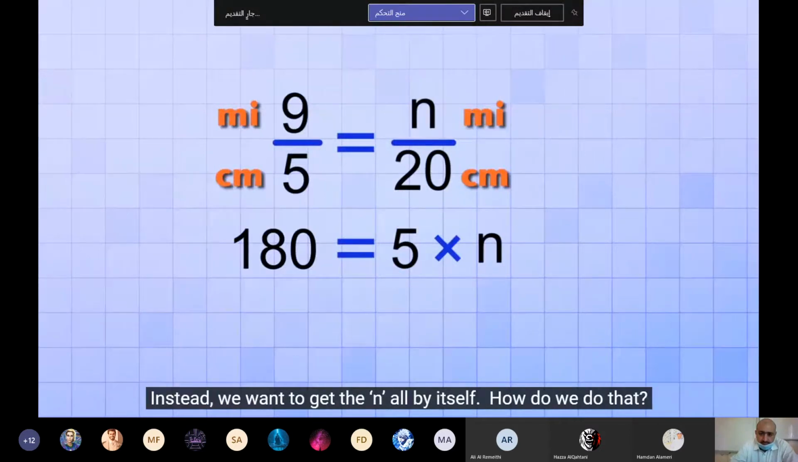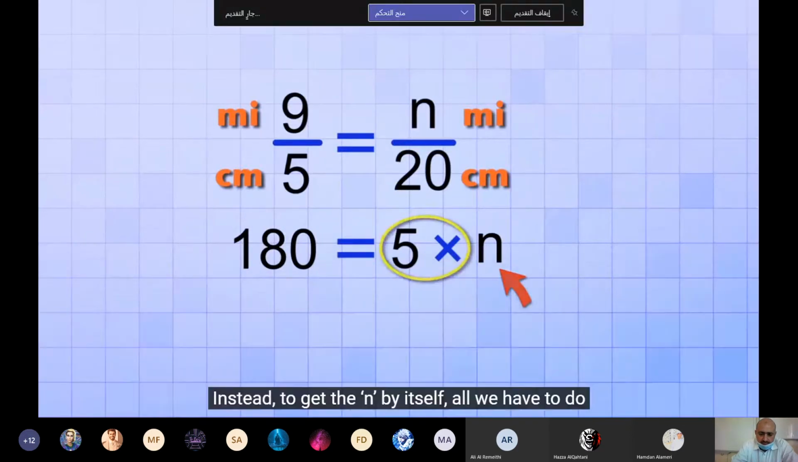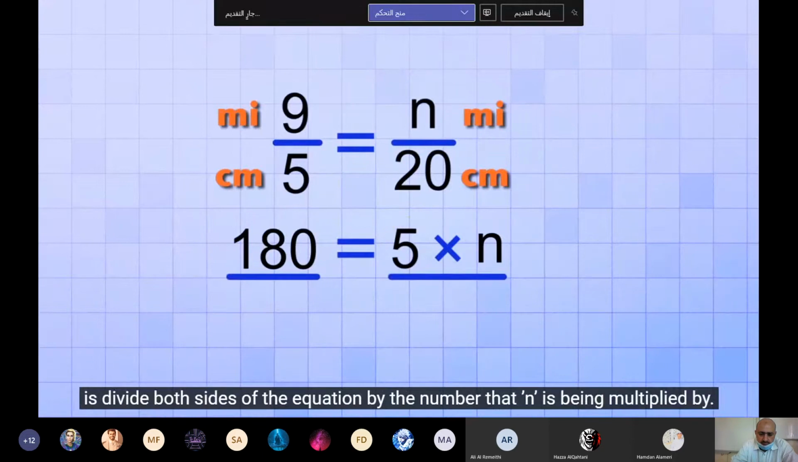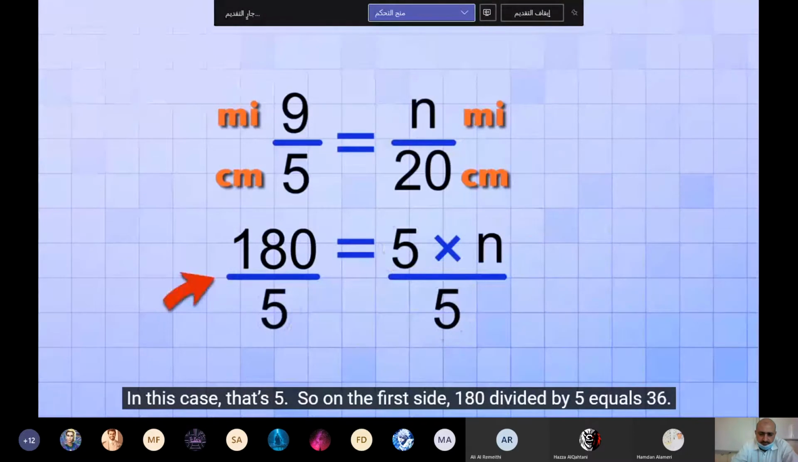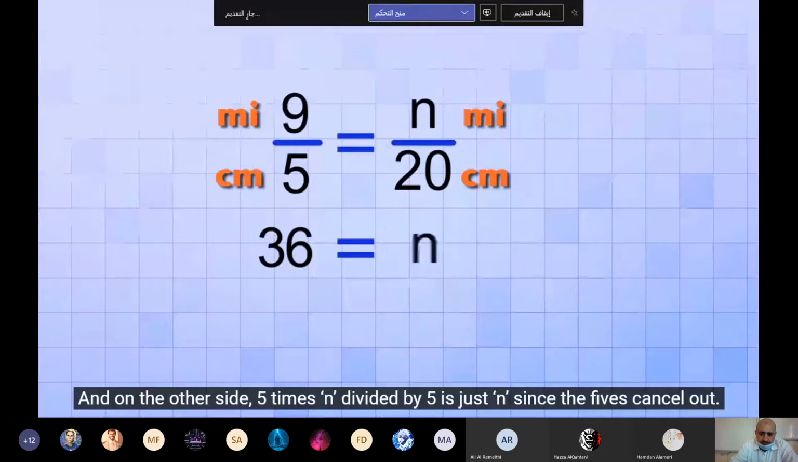Instead, we want to get the n all by itself. How do we do that? Well, we can't just ignore the 5 like we ignored the 1 in the last problem. Instead, to get the n by itself, all we have to do is divide both sides of the equation by the number that n's being multiplied by. In this case, that's 5. So on the first side, 180 divided by 5 equals 36. And on the other side, 5 times n divided by 5 is just n, since the 5's cancel out.